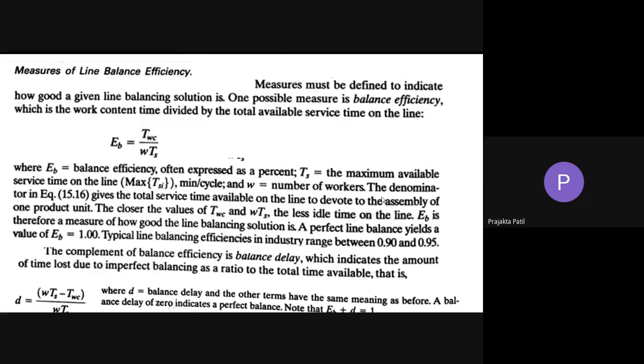Sometimes there will be situations wherein somebody has a little more workload compared to the others. It also depends on the type of skill they have. So this is what we aim at, but it may not be 100%. You will see here the typical line balancing efficiencies in industry. They range between 90 to 95%. Achieving 100% will have some limitations, but reaching 90 to 95% is possible.